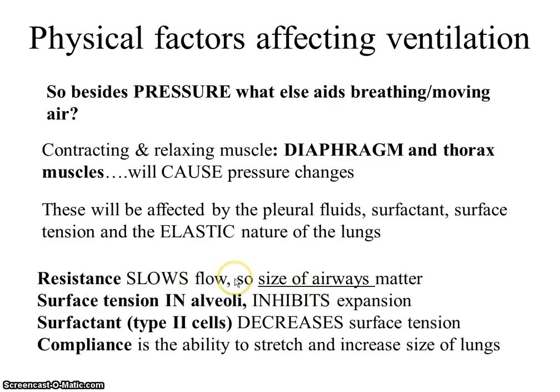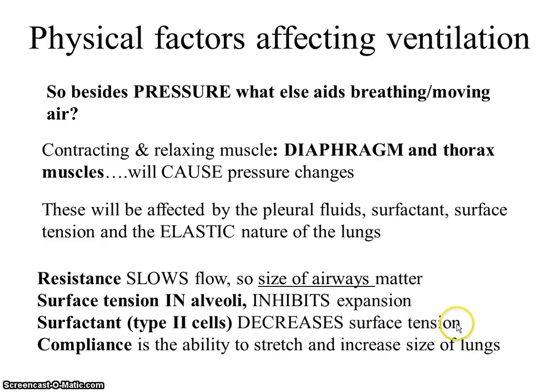Resistance slows flow. Just like what we talked about in the cardiovascular system, if there's more resistance, and resistance happens when the tubes get smaller, and you're going to look at this in a simulation of asthma. So size of airways matters. Surface tension in the alveoli will inhibit expansion. So this is going to prevent this increase in size, which decreases pressure. But that surface tension is going to help us when we exhale, because we need to become really small to exhale. We need to build pressure up when we exhale.